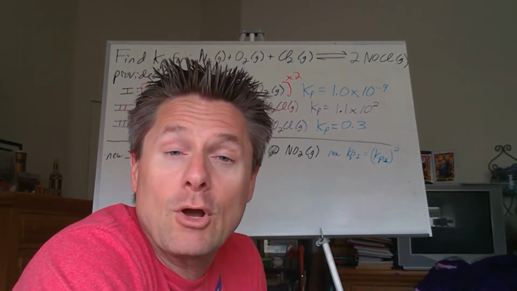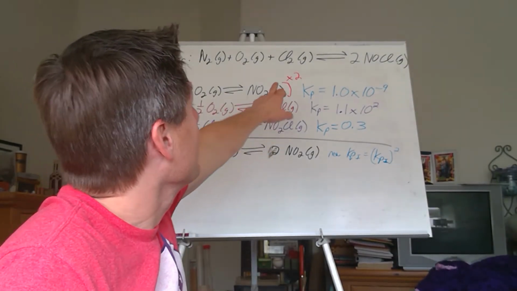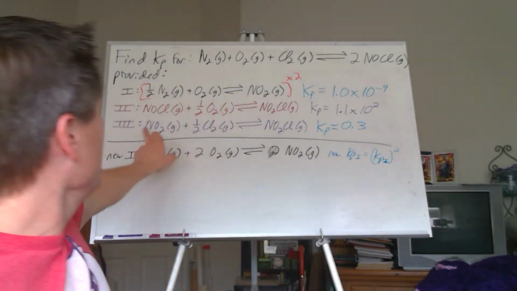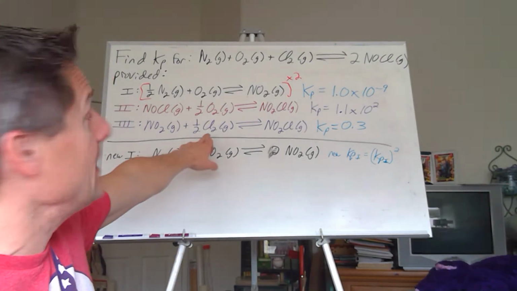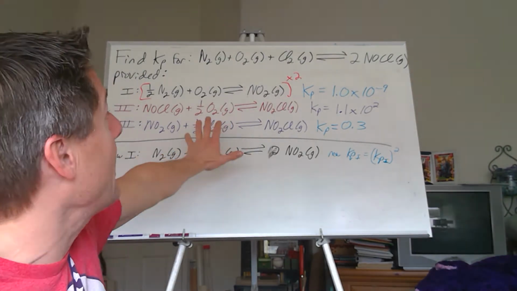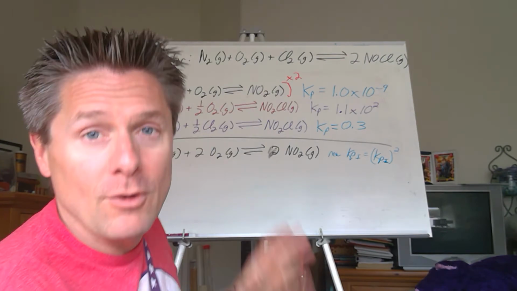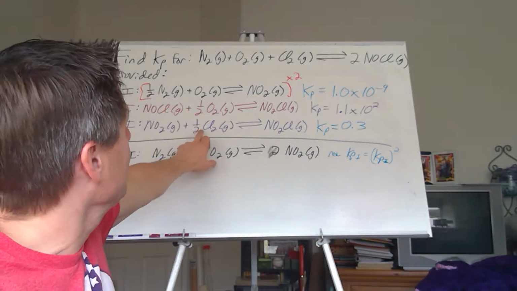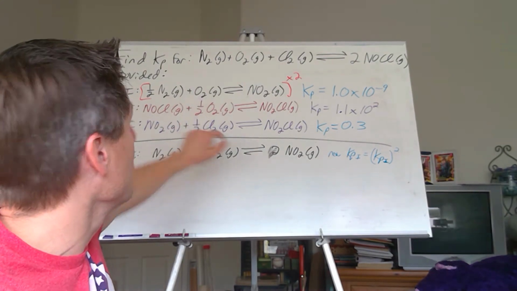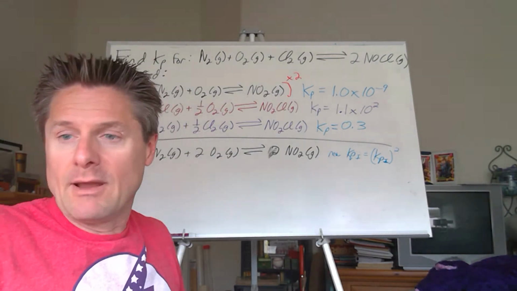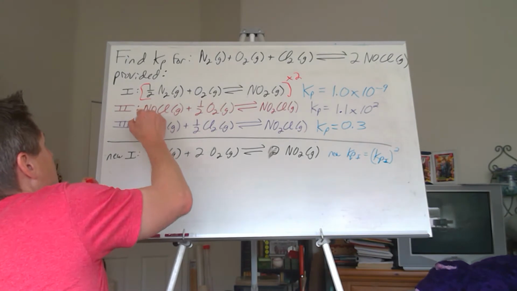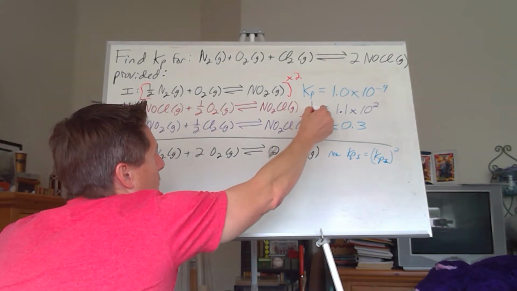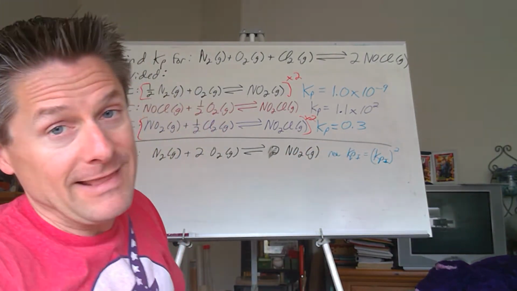So what I do with the chlorine gas is I look through and I go, equation 1 doesn't have it. Equation 2 doesn't have it, but equation 3 does, right? There it is. That's the only equation that has it, so I can play with that. I need 1 mole of chlorine gas on the left-hand side. This has a half. So I have to do the exact same thing to equation 3 that I did to equation 1. I got to multiply that by 2, which means I'm going to end up squaring that Kp value.